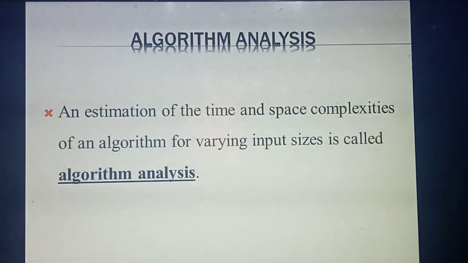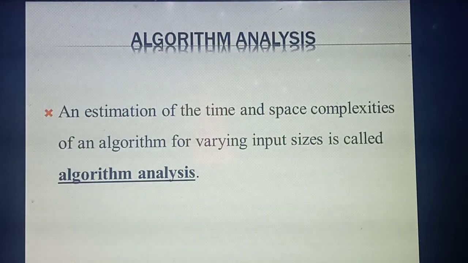Varying input size means, for example, first you write an algorithm for adding two numbers: a plus b. For that algorithm it will take some time to execute and some space. A plus b means how many variables are there? A and b, and the result is stored in C. Maximum 3 variables. Same thing if you add 10 numbers, how many variables will there be? 11, for 10 numbers and storing the output.